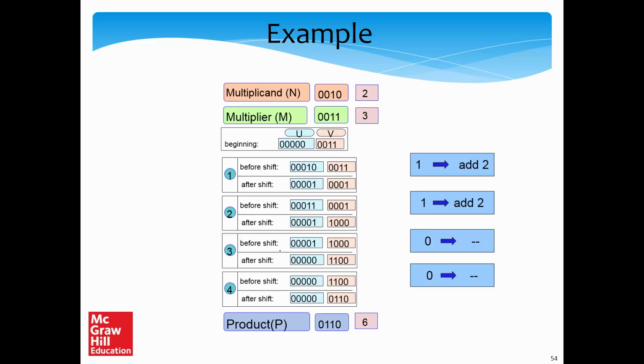So let's consider an example. Nothing is clear without an example, so it has to be considered. Let us assume that the multiplicand is the number 2, 0 0 1 0. The multiplier m is the number 3, which is 0 0 1 1, and we have a 4-bit number system. At the beginning, the register V contains the multiplier, which is 0 0 1 1, and U contains 4 plus 1, 5 zeros, just to take care of overflows.